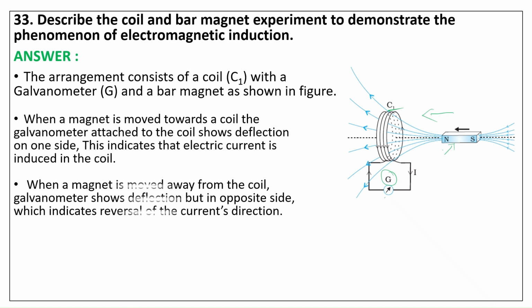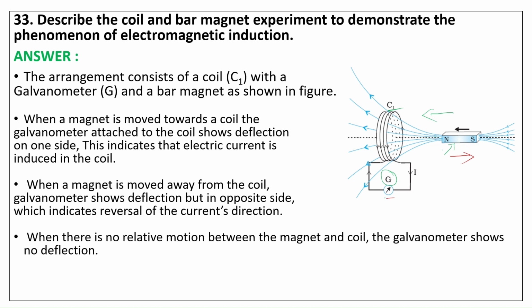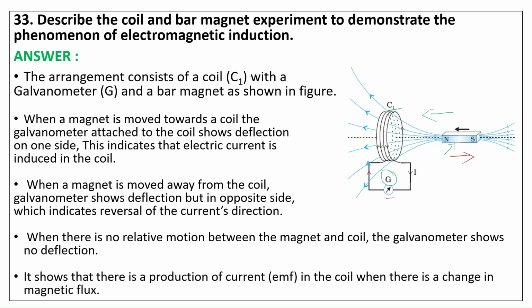When a magnet is moved away from the coil, the galvanometer shows deflection but on the opposite side, which indicates reversal of the current's direction. When there is no relative motion between the magnet and coil, the galvanometer shows no deflection. It shows that there is a production of current, EMF, in the coil when there is a change in magnetic flux.